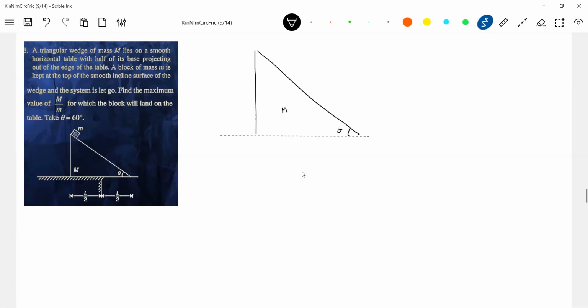This is theta, m2. This is m1. So for the acceleration, what are the forces? This will be n1, straight away, m1g, m2g, n2, and this is n1. So what is the acceleration of the block in the ground frame? a1x and a1y.